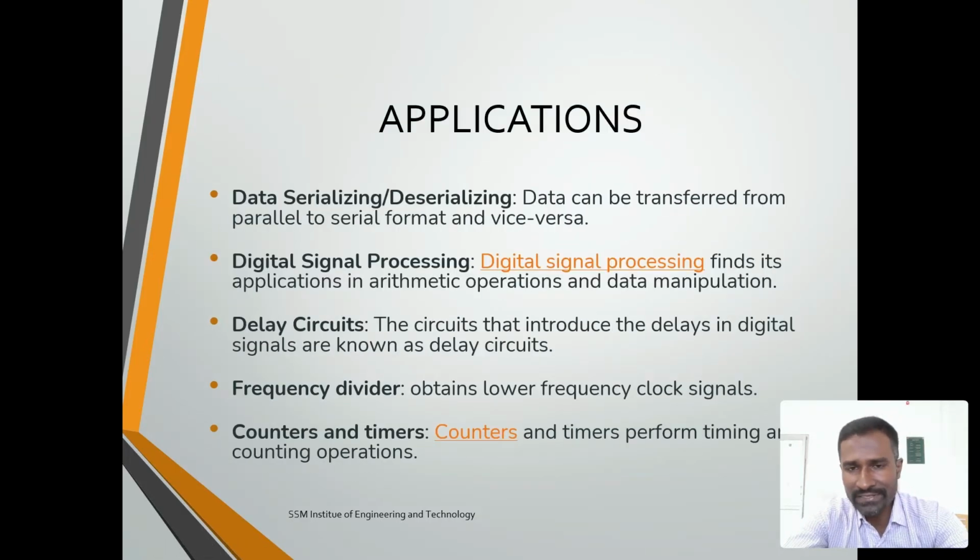Applications: the main applications of the universal shift register are signal processing and data serialization or parallelization. In communication systems, data can be transferred from parallel format to serial format, and it is used in digital signal processing. In arithmetic applications, we deal with data and manipulations, and we can use the 00 operation as a hold, so we can introduce delays wherever the circuit needs them. We can also control and generate lower frequency clock signals. And the main application is counters and timers.